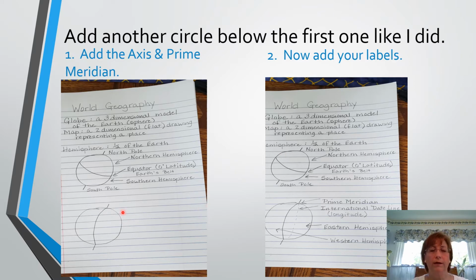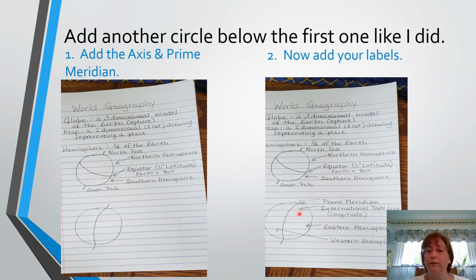Next, we're going to add another circle down below the first. Go ahead and put your axis in for the North Pole and the South Pole. And this time, let's draw that prime meridian that goes from the North Pole to the South Pole. Okay, you can also add in a little dotted line, which represents the international date line on the other side of the Earth. Now let's add our labels and draw some little arrows.